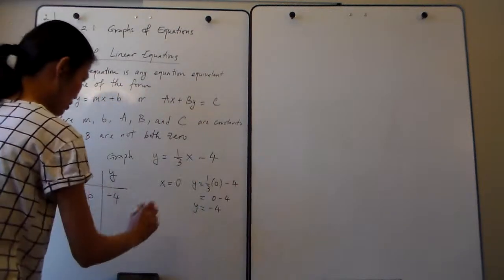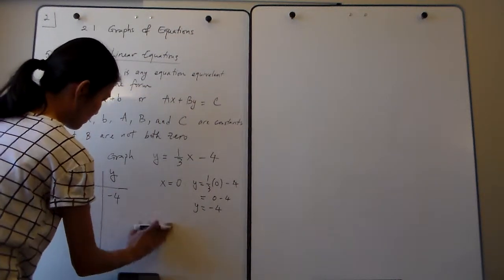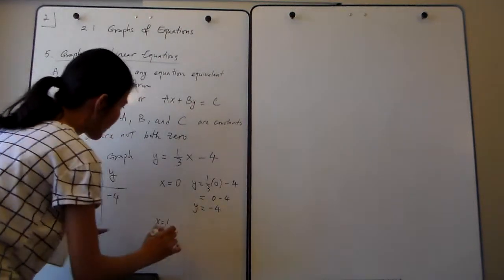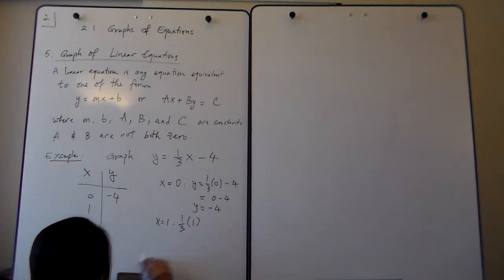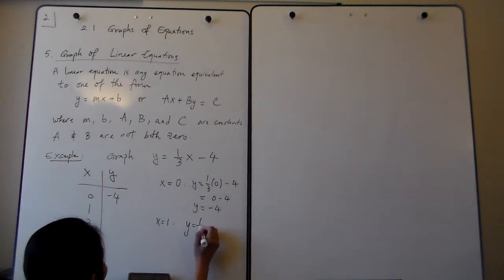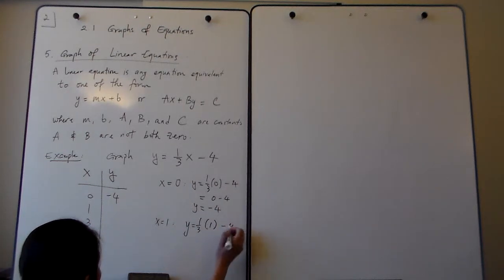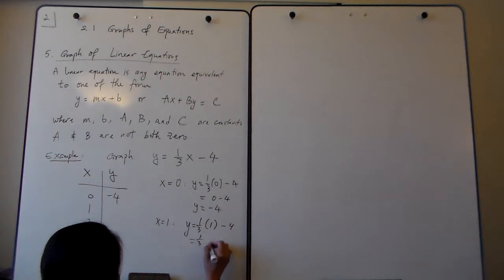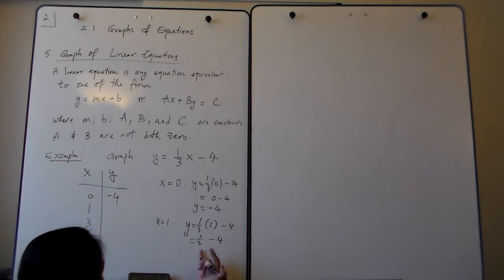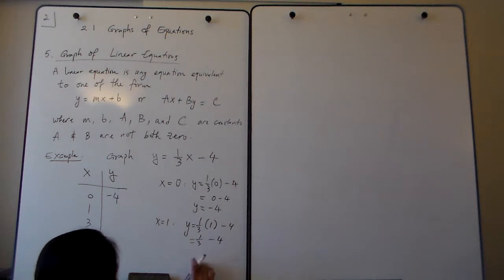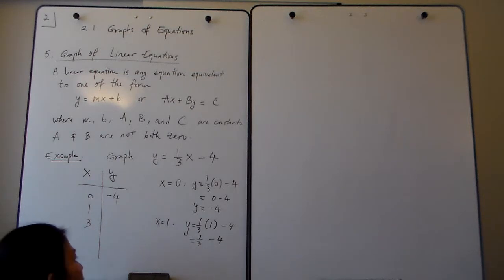Now let's see what happens when x equals 1. We have 1/3 times 1 for x. Y equal to 1/3, substitute x equal 1, subtract 4. Simplify, we get 1/3 minus 4. So we need to combine these two numbers. We know the least common denominator is 3, right? Because the denominators are 1 and 3. So the least common denominator is 3.